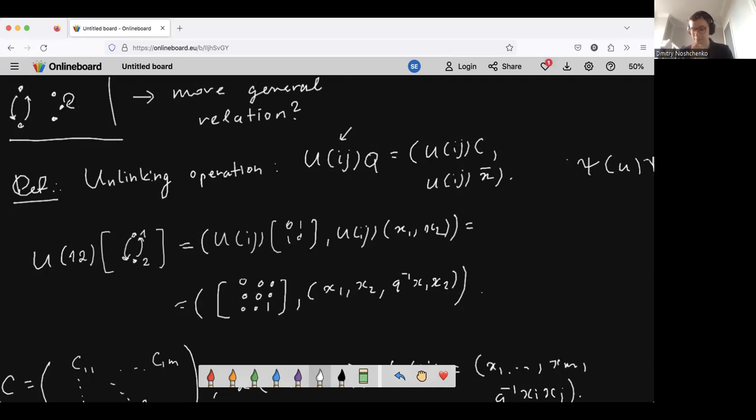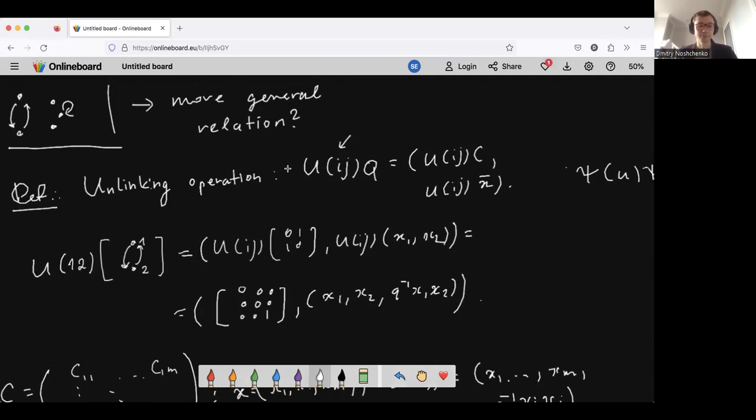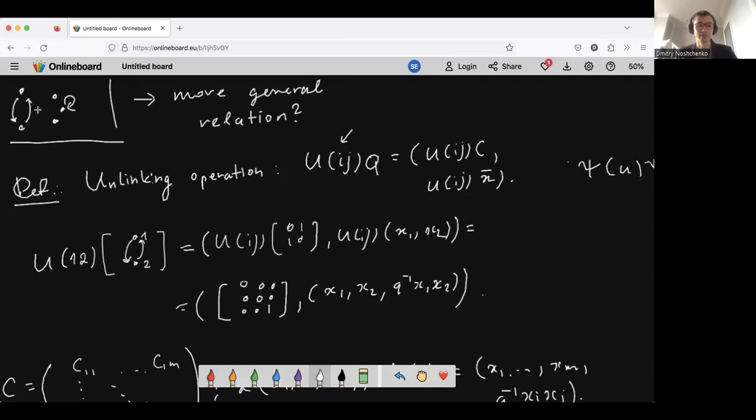Hello, hello. So today we continue studying operations on symmetric quivers, and just a quick recap. Last time we discussed the unlinking operation, which in the simplest scenario relates this pair of quivers, and effectively it removes a pair of arrows and adds an additional node, which has some number of loops and connections to other nodes of the quiver.